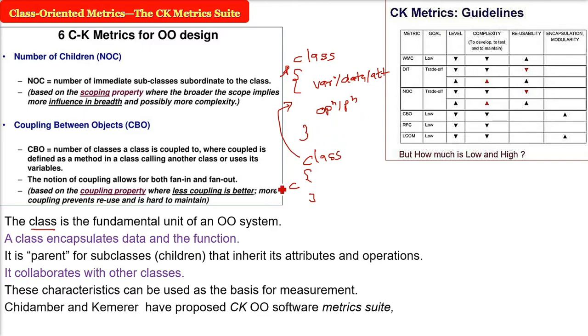So Chidamber and Kemerer, they have proposed a CK. C is coming from Chidamber and K is coming from Kemerer. They have proposed the CK object-oriented software metrics suite. So we'll see six class-based design metrics for object-oriented systems. We'll see one by one what they are saying, because there are six different ones in this suite.